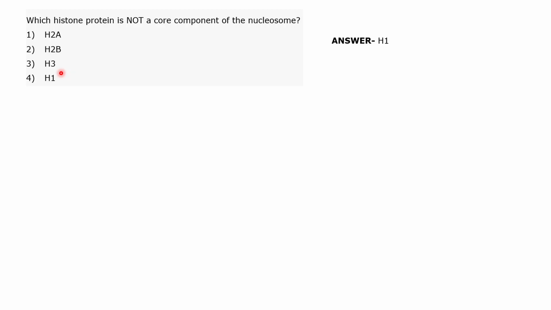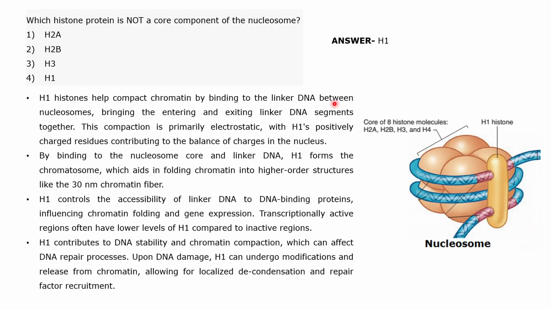It's actually a linker histone. It's a linker protein, not a component of the histone octamer. You can see the nucleosome structure here, right? This is what you call a histone octamer. Leave the histone H1 aside. This histone octamer consists of H2A, H2B, H3 and H4, and these exist as two copies each. So that gives you a total of 8 core histone molecules.